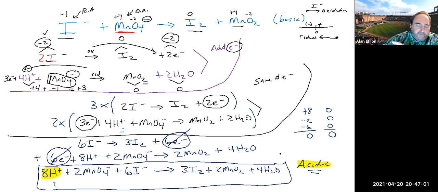So if you were doing this problem and they wanted you to balance it in acidic conditions, you would put a box over it like I just did there, and we would be balanced at acidic conditions. Any questions up to that point?